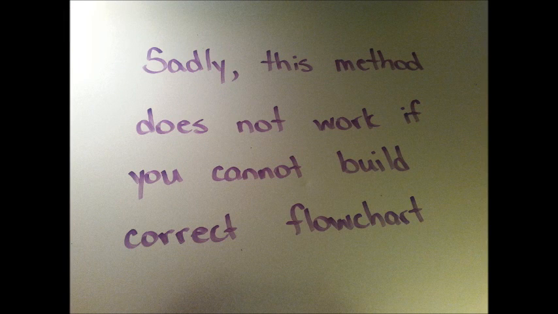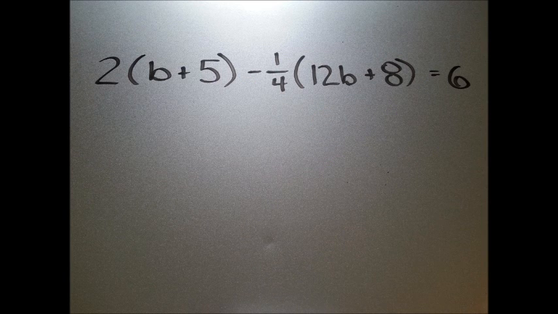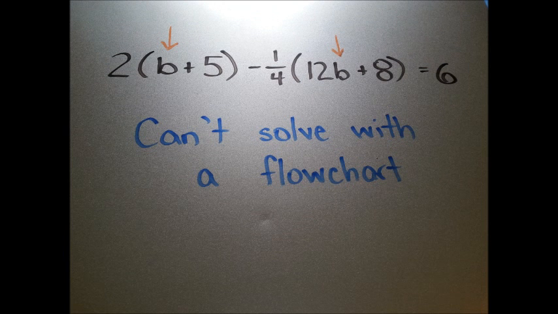Unfortunately, the flowchart method doesn't work if we can't build a correct flowchart to represent how the equation was made. Here's an example where a flowchart wouldn't work. Can you see why? It turns out the variable is in 2 places. If we see our variable in more than one place, that's a sign for us that we can't solve with a flowchart.